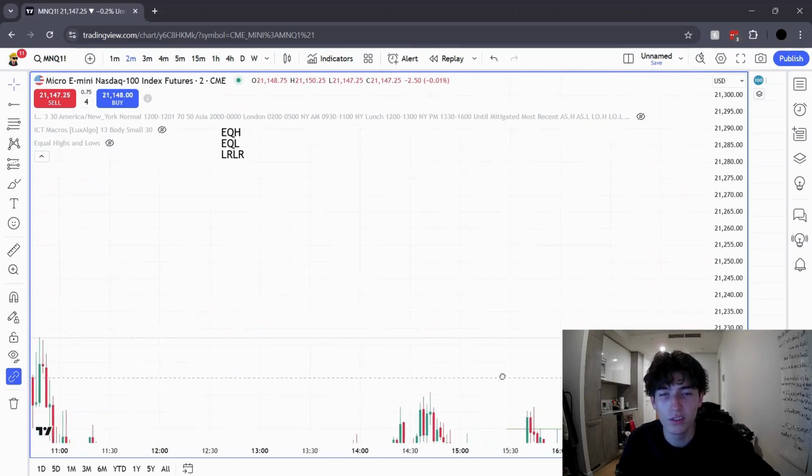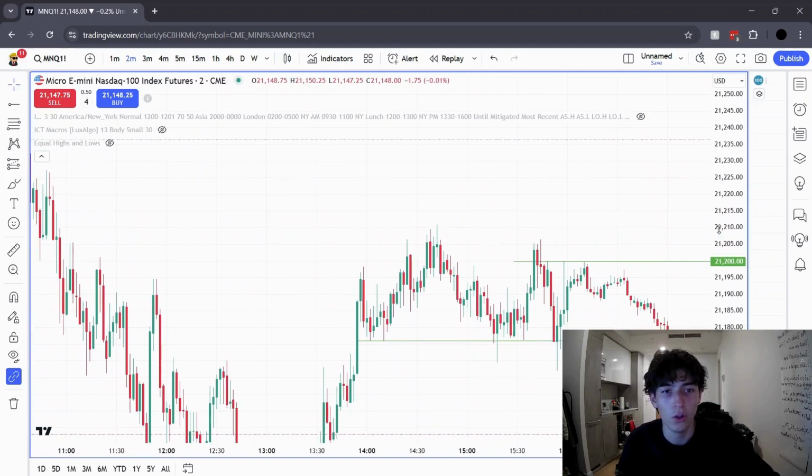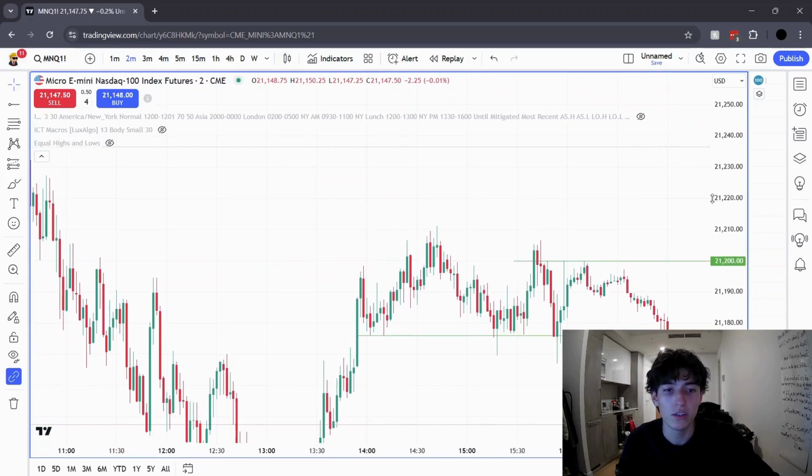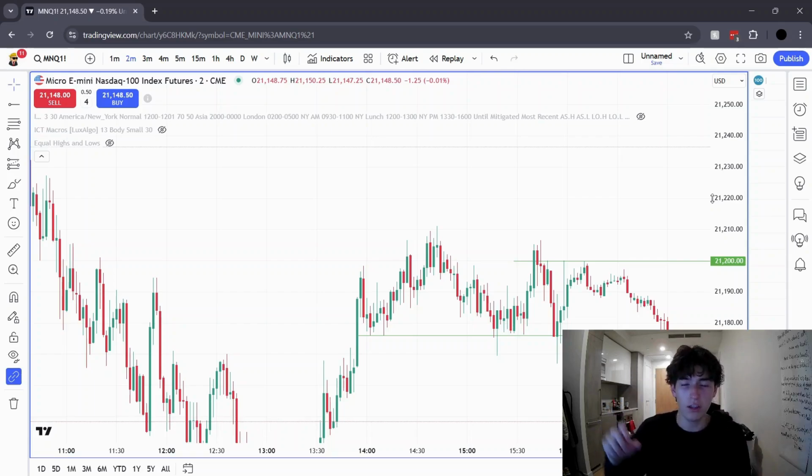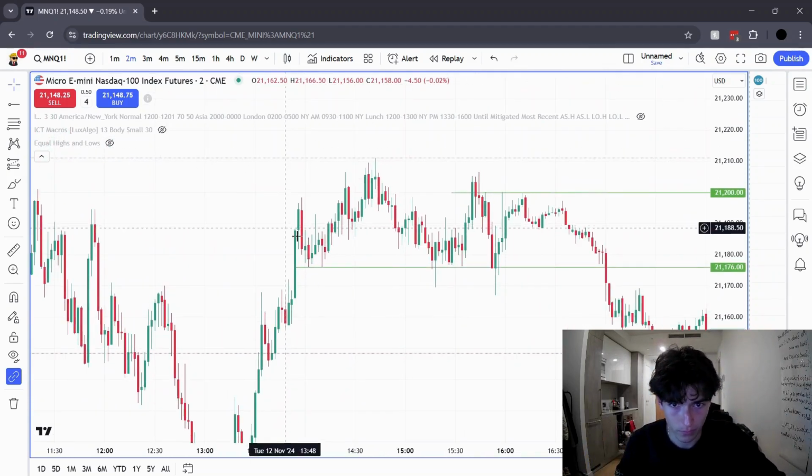Now, what's low resistance liquidity? Low resistance liquidity is basically points where either highs are being made in a row but going lower, or lows are being made but going higher. So what do I mean by that?